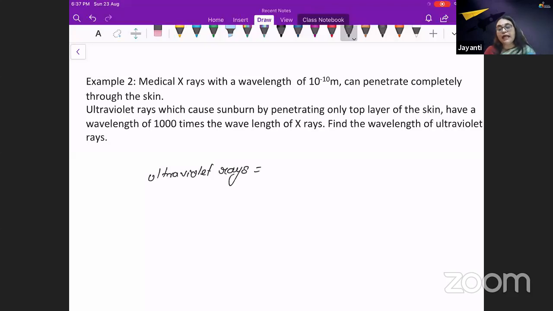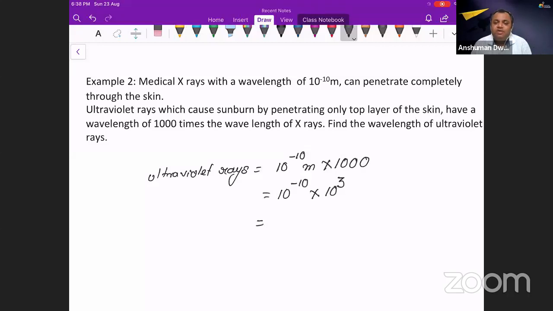Before 2 weeks, we did algebra, right? It's a simple algebra and exponent question. So the wavelength of ultraviolet rays is the wavelength of X-rays into 1000 times. So 10 to the power of minus 10 into 10 to the power of 3. That is 10 to the power of minus 10 plus 3.